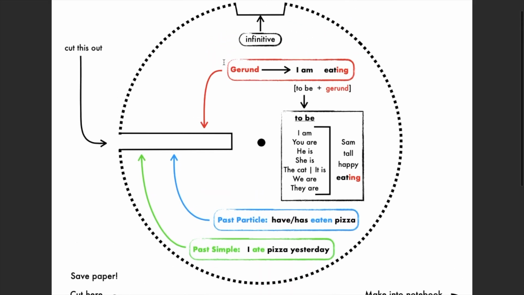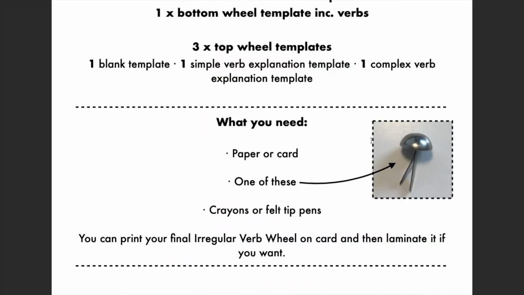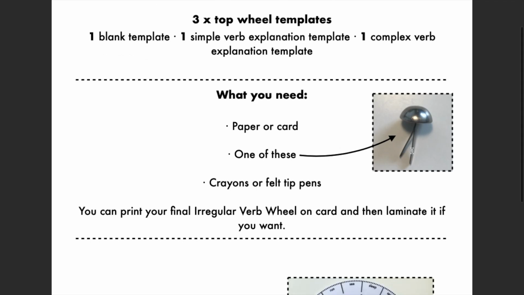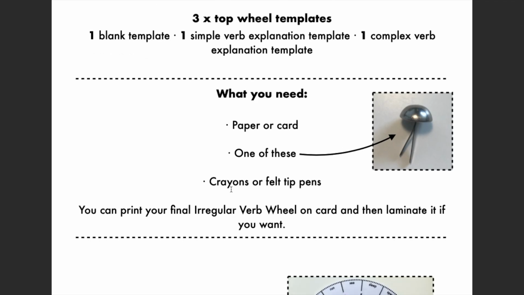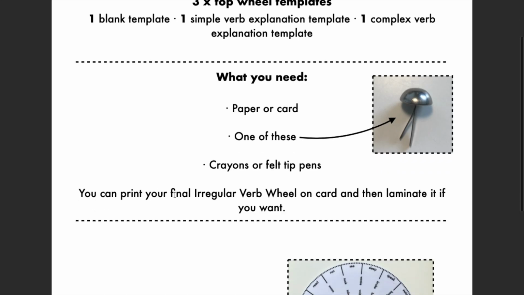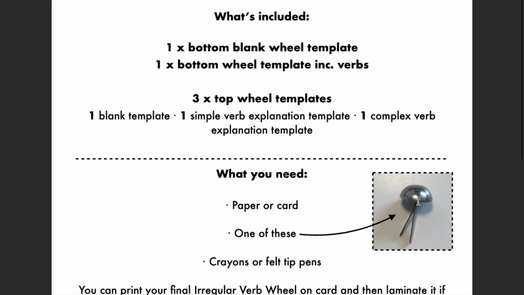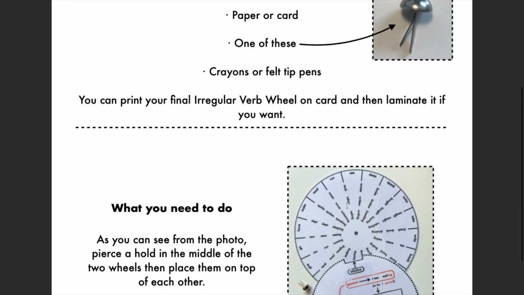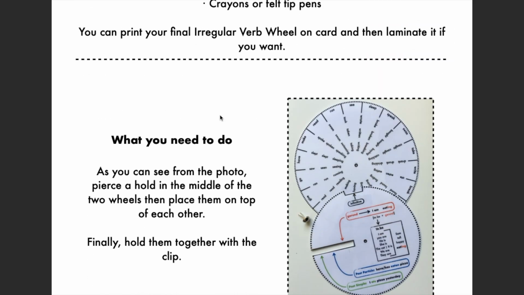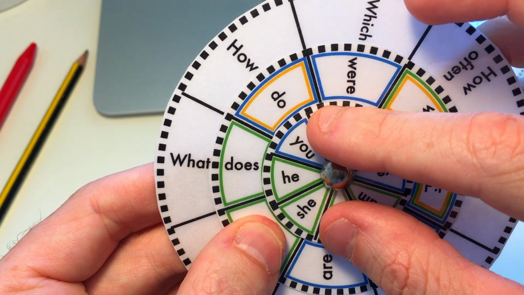There you go. So what you need is paper or card, crayons or felt tip pens if you're going to customize it. And you can print your final irregular verb wheel on card and then laminate it if you want. And what you need to do is just, as you can see from the photograph, pierce a hole in both of the wheels and then hold them together with this little clip here. And that's it.